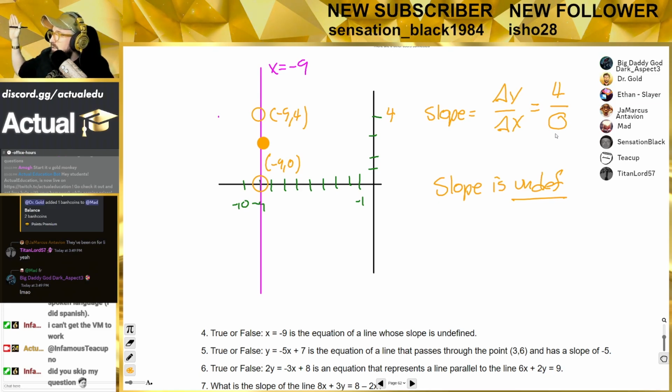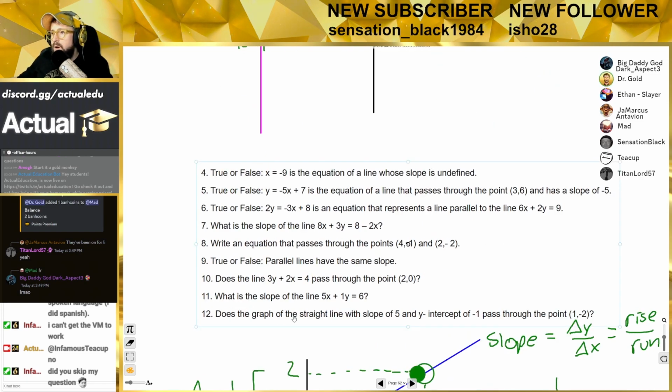Oh, okay. So I had this answer for one of my slopes in a different homework. Should I have put undefined or just kept it as 4 over 0? No, you say it's undefined. You say the slope's undefined. Oh, yeah. All right, what was the other one you need help with?